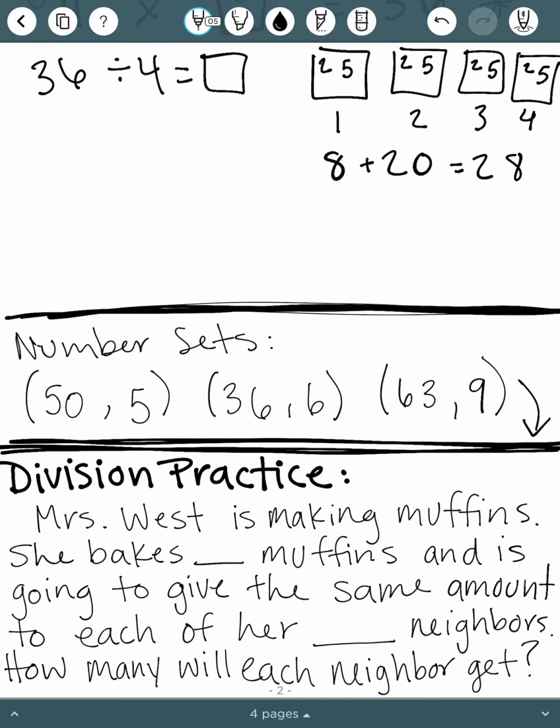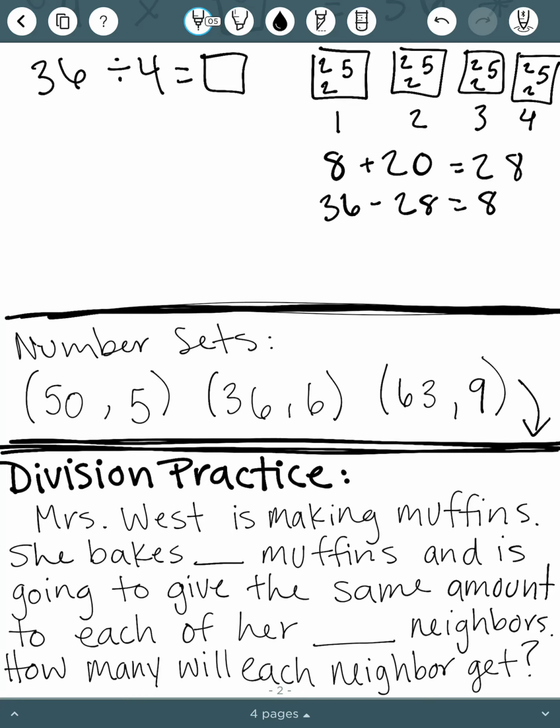Okay, so I still have to get to 36. They could either choose to do 1 each again, or they could notice that they have 8 left. 36 minus 28 equals 8. And so then they could do 2 more in each box.